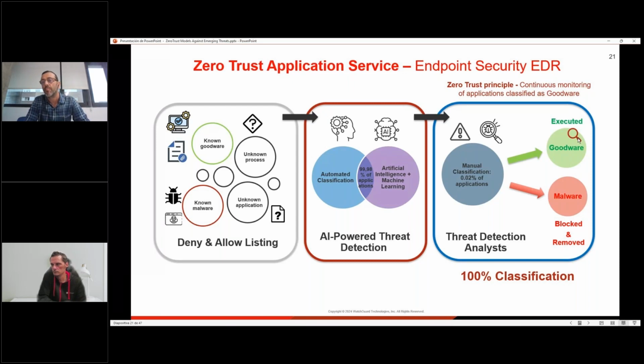But again, here is one important thing that I wanted to share with you. We don't even trust the goodware. We continue monitoring the goodware, because what we are seeing in some cases is that some hackers start with a goodware software, and once they realize that with goodware they don't gain enough money, they convert the goodware into malware. That's one case. Another case is that the goodware could suffer a supply chain attack. So we need to continuously monitor the goodware in order to make sure that goodware keeps on being goodware. And this is, again, a zero trust approach that we implement as part of the zero trust application service.